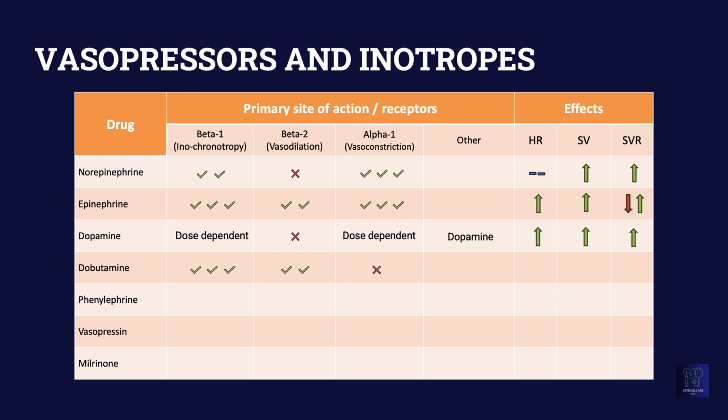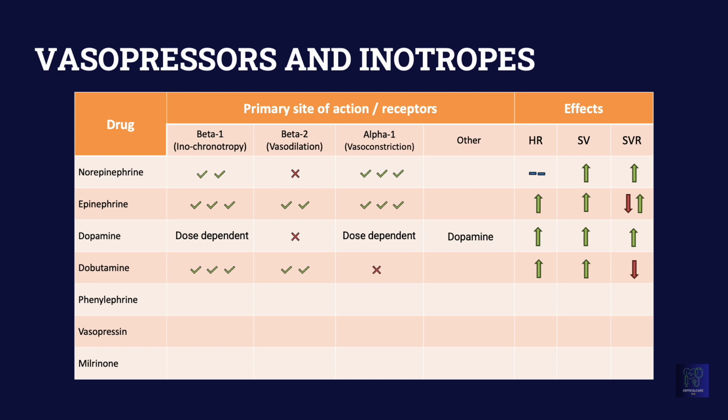Moving on to dobutamine, it predominantly acts on cardiac receptors, beta 1 and beta 2. By beta 1 stimulation, it increases inotropy and chronotropy. By beta 2 stimulation, which is actually located on the vasculature, it leads to vasodilation. Dobutamine has no effect on alpha receptors, so there is unopposed vasodilation. Net effects with dobutamine are an increase in heart rate and an increase in stroke volume. SVR actually decreases with dobutamine.